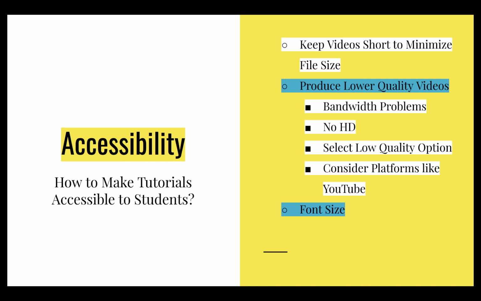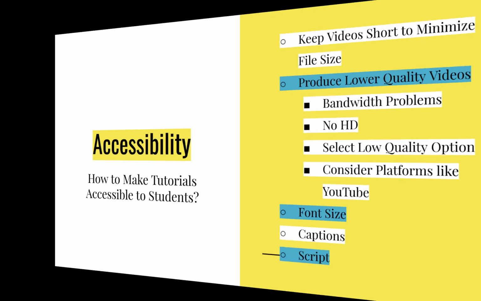And last, consider things like font size, so that way the text is readable. Also for English language learners, consider captions, or for those with learning disabilities. And then last, if captions are too difficult to add to your video, consider using a script and simply giving a copy of the script to students so they have access to the content.